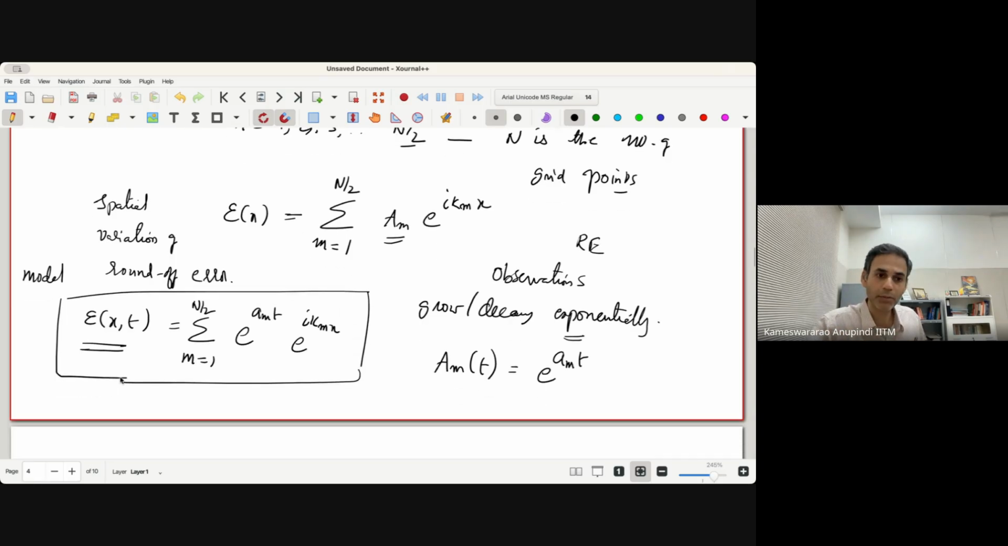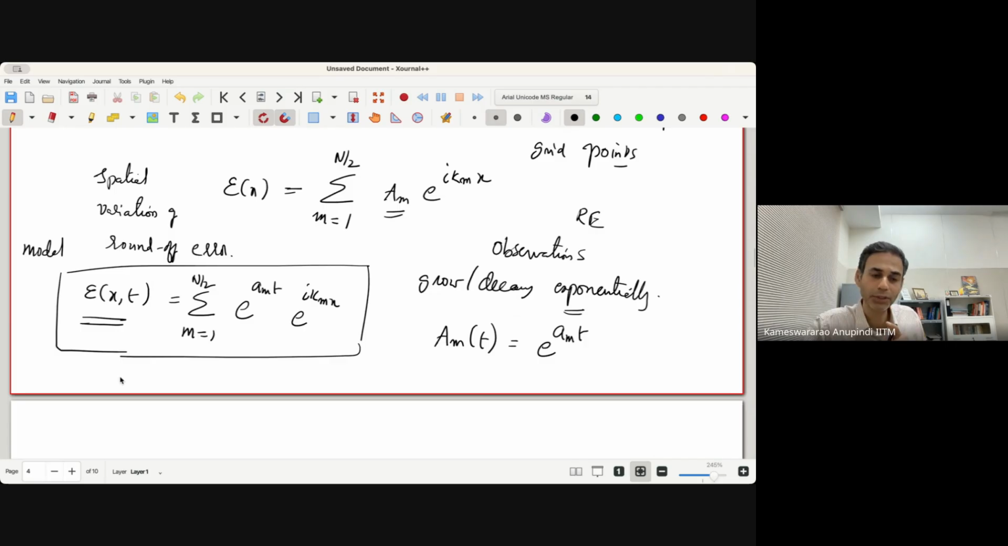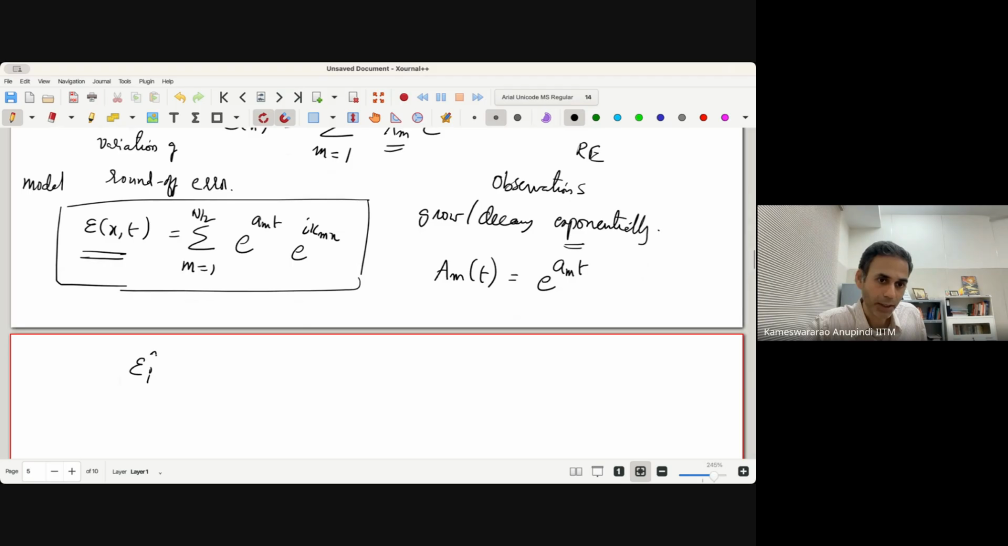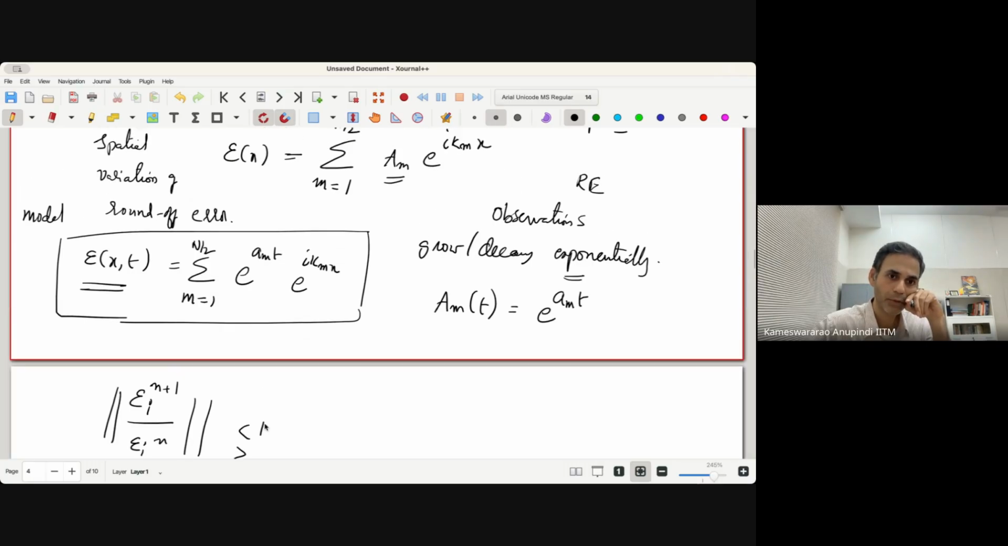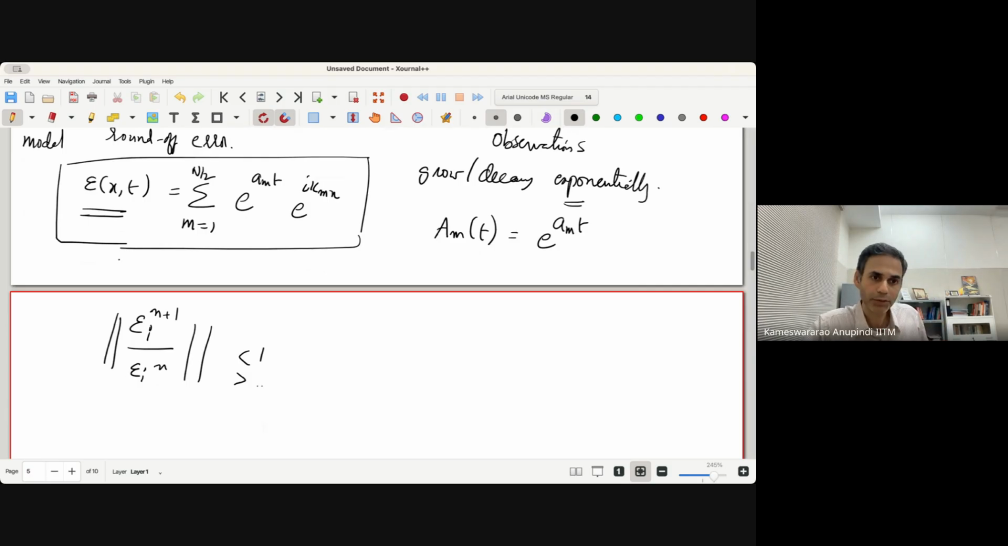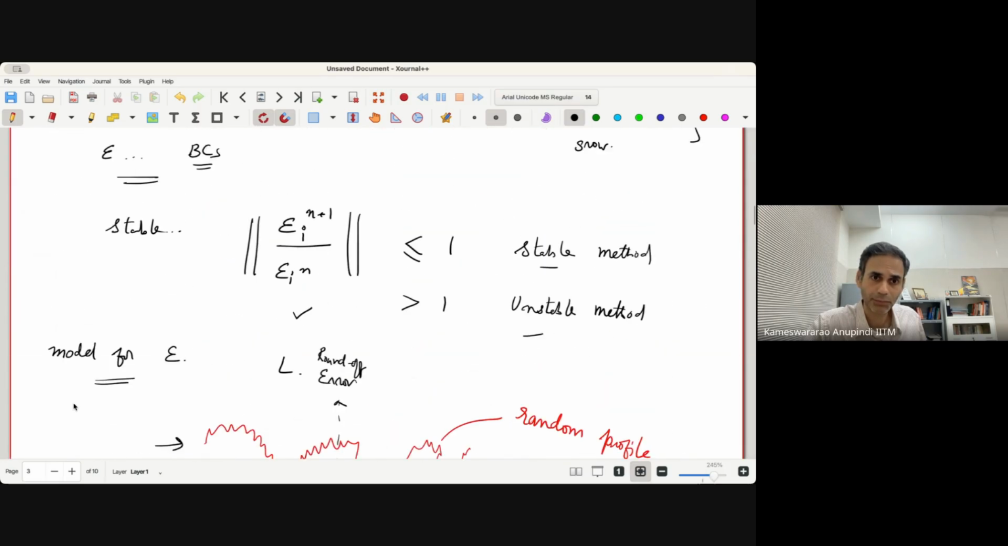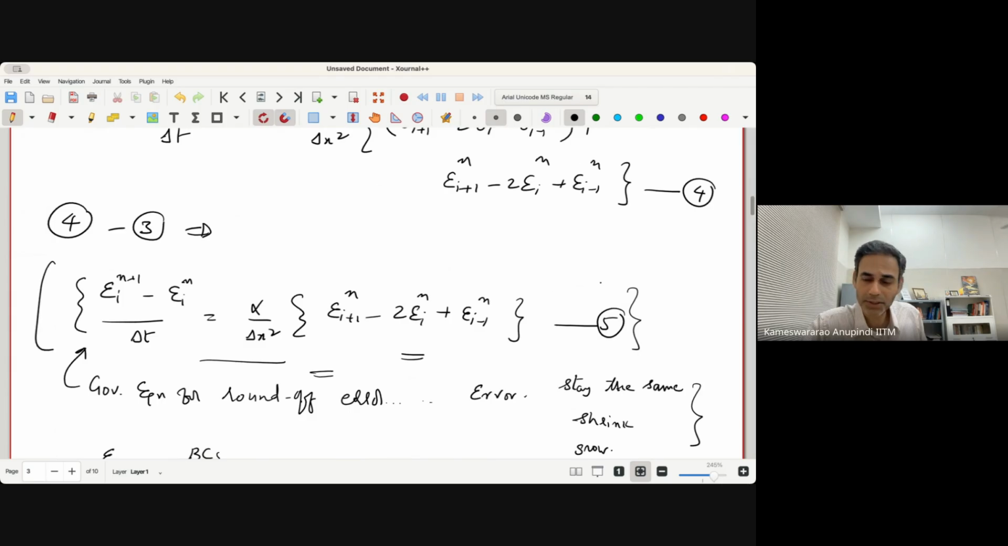So we now derived a model for the round-off error and we have a discrete equation. We're going to substitute this back into the equation and solve for whether epsilon_i at n plus 1 divided by epsilon_i at n is going to grow or decay, by substituting this model. But before doing that, we need to simplify this even further. If you recall, the equation we have discretized is this one. So this is the governing equation we have.